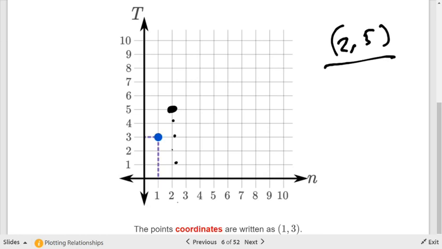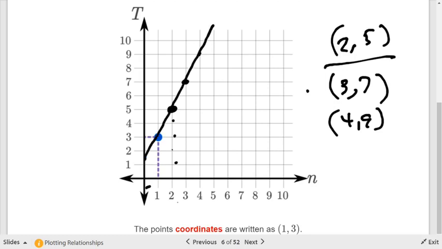And our next one was, anybody remember? 3, 7? There we go. So that means to the right 3, and then up 7. And then finally, we had 4, 9. So that means to the right 4 and up 9. And what do you notice about all those dots? They're all lining up in a straight line, yeah. And so we can actually just connect them all with a straight line.